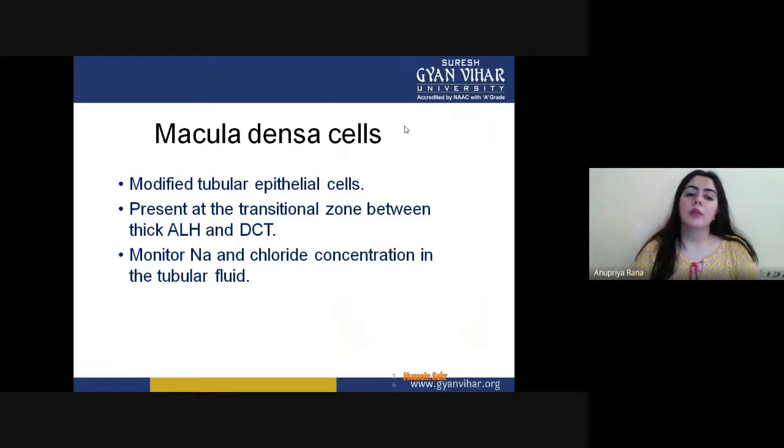What do they do there? They monitor sodium and chloride concentration in the tubular fluid. Their work is to see that the concentration of sodium and chloride ions should not be too high or too low inside the tubular fluid. They have to be present in an equilibrium manner, or you can say in an accurate manner, to do their function efficiently.